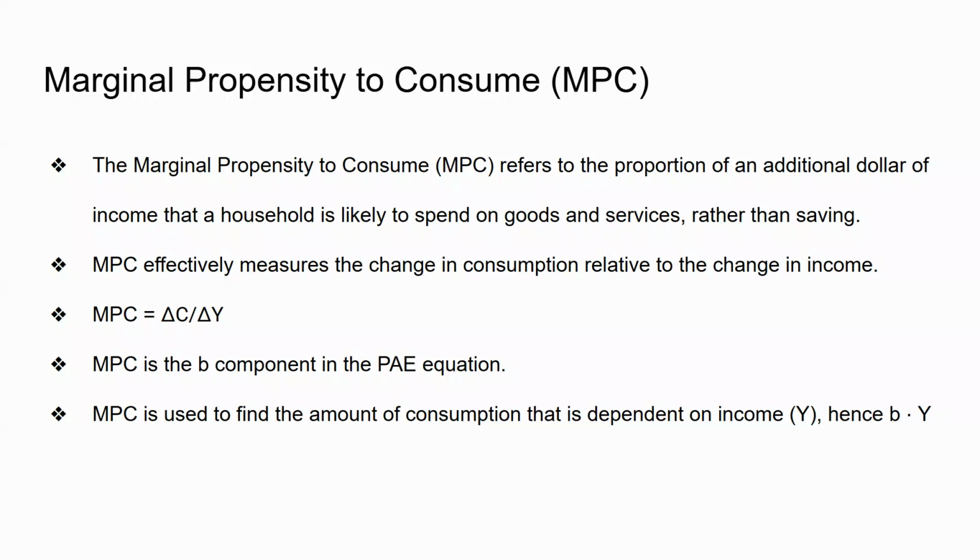So, marginal propensity to consume. This refers to the proportion of an additional dollar of income that a household is likely to spend on goods and services rather than saving that dollar. MPC effectively measures the change in consumption relative to the change in income. Formulaically, that's shown as change in consumption over change in income. It is the B component of the PAE equation, and it is used to find the consumption that is dependent on income, hence B times Y.